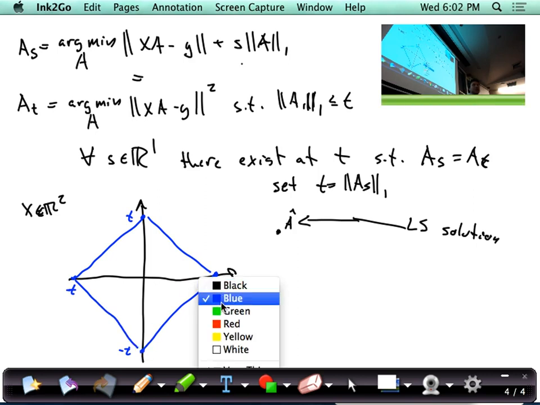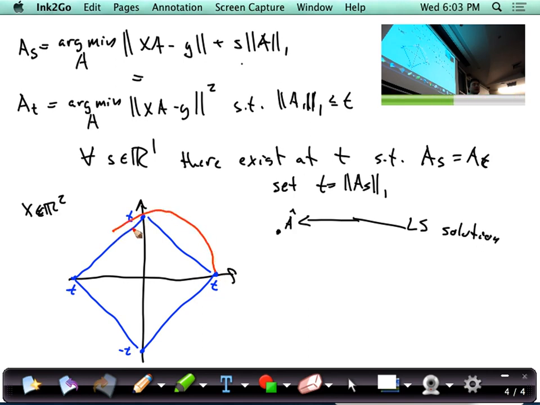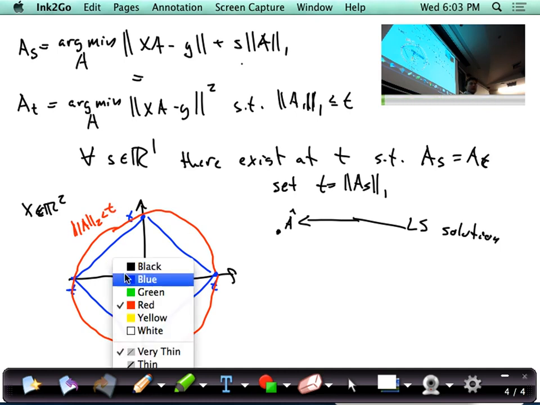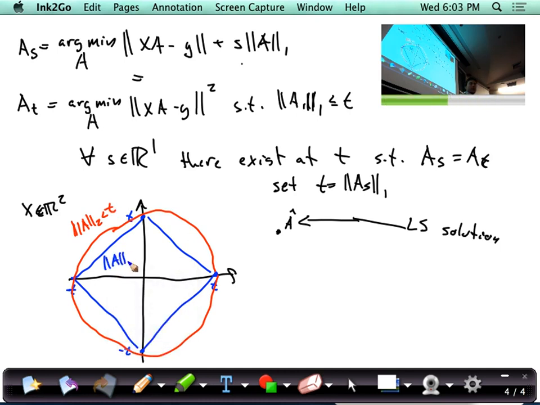And I can also draw the ball for if I was doing ridge regression instead. It's going to look like a standard ball. It's really hard to draw circles on this thing. All right, that's reasonably good. Well, that's supposed to be a circle. Okay, so this ball represents the 2 norm of A less than t, and the blue one is going to be the 1 norm is less than or equal to t. So I'm either restricting the solution to be within this blue ball or the red ball. The red ball is ridge regression, the blue ball is the lasso.